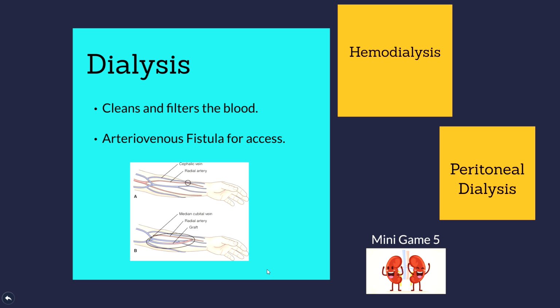So we use this AV fistula for access. This is like that patient's lifeline. We don't want to do anything to mess it up. You can feel it for a palpable thrill to make sure that it's functioning properly, but we do not take blood pressure on this arm. There's no sticks on this arm. Again, this is their lifeline. We want to make sure that it is functioning properly.